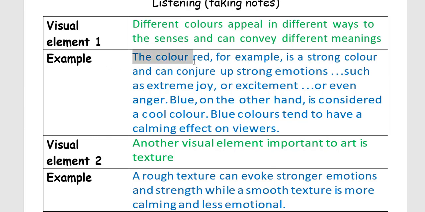She says the color red, for example, is a strong color and can conjure up strong emotions such as extreme joy or excitement or even anger. Blue, on the other hand, is considered a cool color. Blue colors tend to have a calming effect on viewers. So this is the example which is relevant to this first visual element.